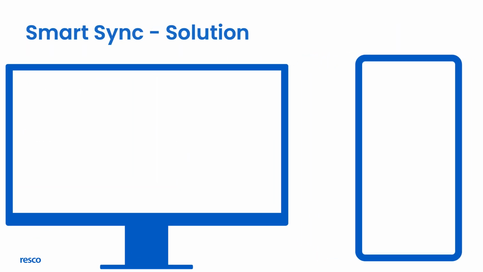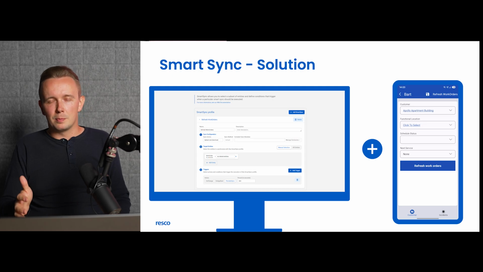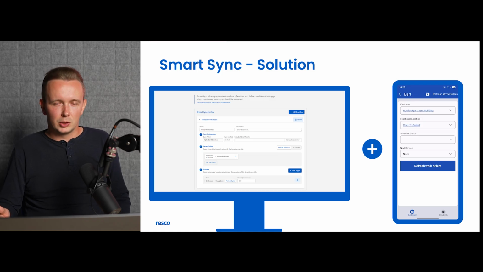Now let's look into the solution and how it works. There are two main aspects to this: the Woodford and the configuration of SmartSync, and the mobile app, which basically acts as a client for the sync engine. There is nothing in between. These two must always work together when it comes to sync. So now let's go to Woodford and let's see how you configure the SmartSync itself.